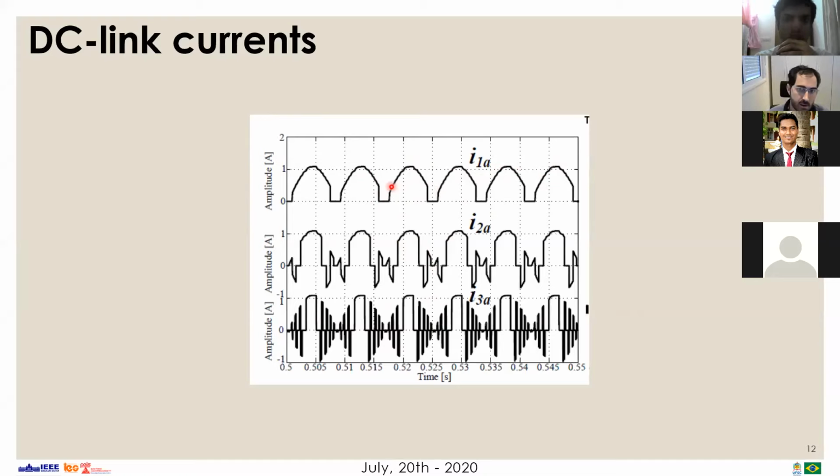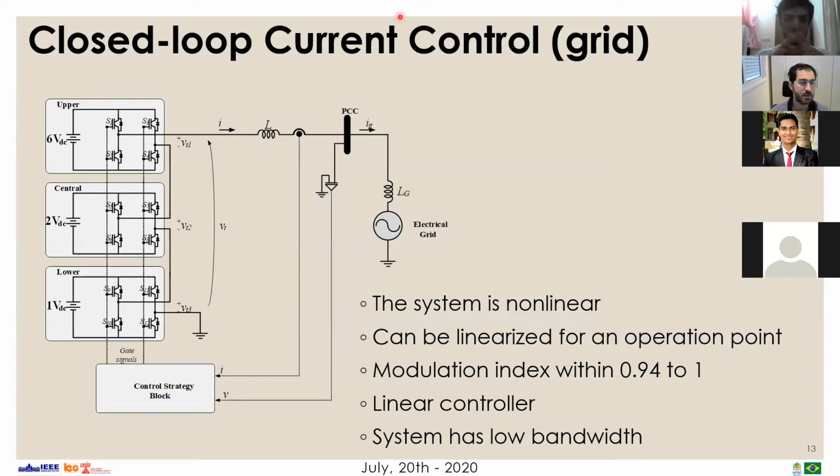We see here that there are a few number of commutations, which is good, because again, the upper module is processing the greatest part of the power, and we don't see the pulsating current in the upper module as we see in PWM applications. And of course, we can employ some capacitors in parallel to the DC source in order to make this soft. But the DC link currents are quite low, with not many commutations, turn on and off. Okay, and let's go to the closed loop current control.